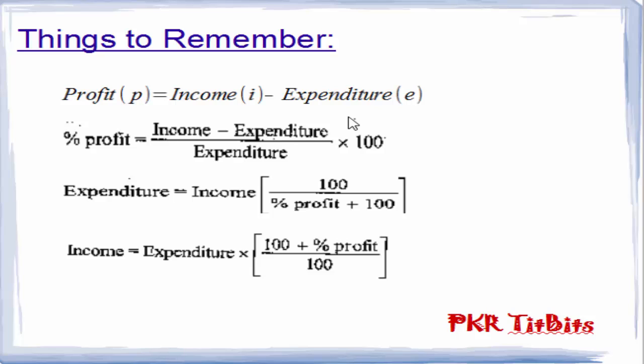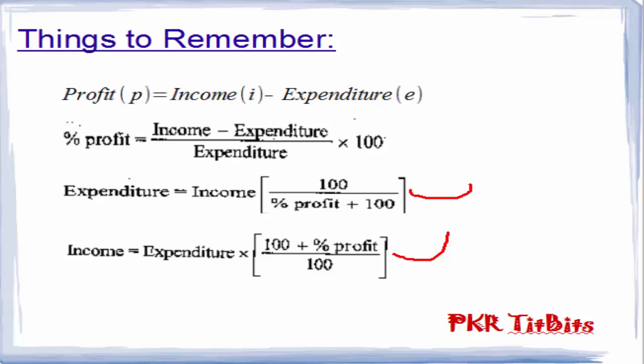Profit percentage is calculated as profit by expenditure into 100. If the income and profit percentage are given, we can calculate the expenditure as income into 100 by (100 plus profit percentage), and we can calculate the income based on these formulas. Now, for data interpretation, we have to derive two more formulas from these two equations.